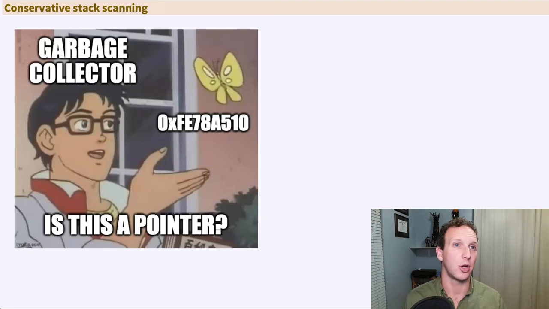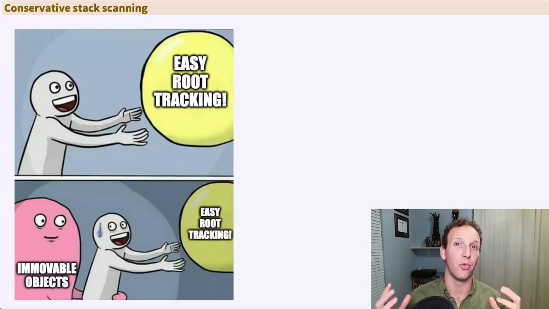So Emacs decided to go with a different path, which we call conservative stack scanning. So basically the garbage collector just looks at the stack and all the registers, and any data inside there that looks like it could be a pointer, it treats it as a pointer. This is nice because you get really easy root tracking, but it also comes with some trade-offs. Mostly that your objects are no longer movable.